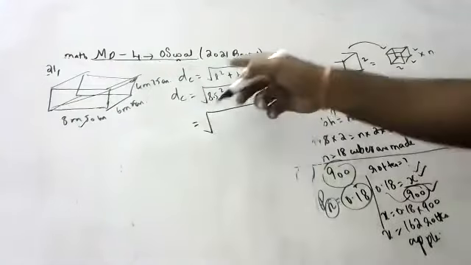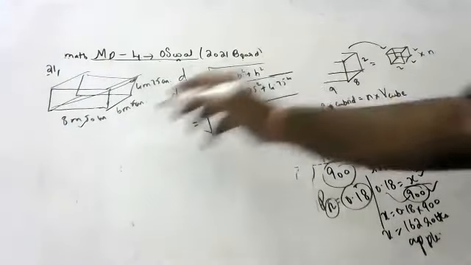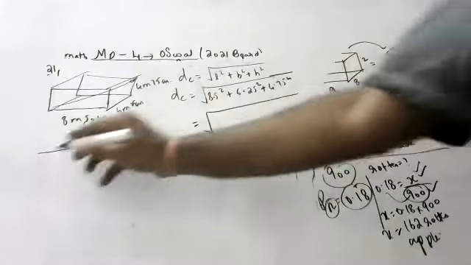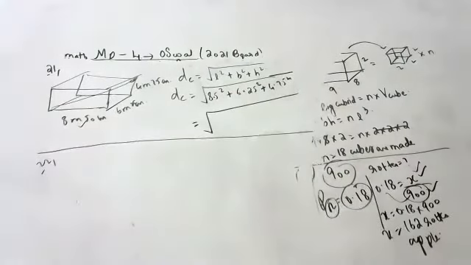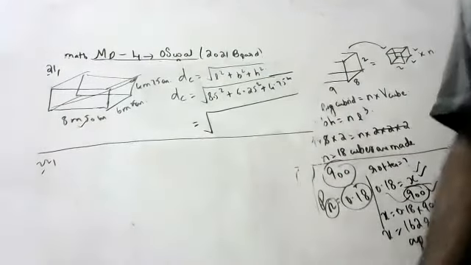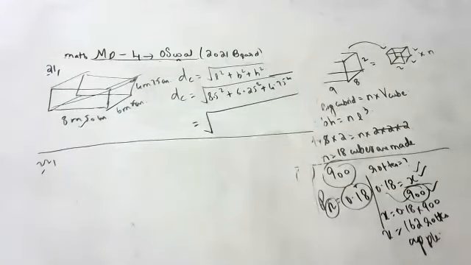The length of the longest rod is root of L square plus B square plus H square. Remember this, children, and try to solve this. The length of the diagonal is root of L square plus B square plus H square, children.